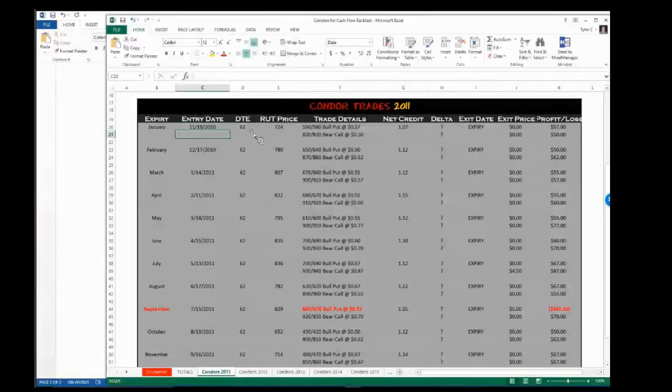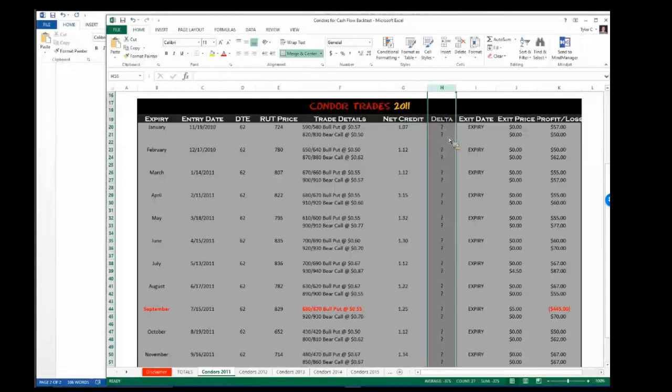I put that information in right here. This was my January trade, and this was the entry date. We were 62 days to expiration, and the RUT was at 724. I did this bull put for 57 cents and this bear call for 50 cents, so my net credit was $1.07. I couldn't find the delta information because they didn't have it that far back.